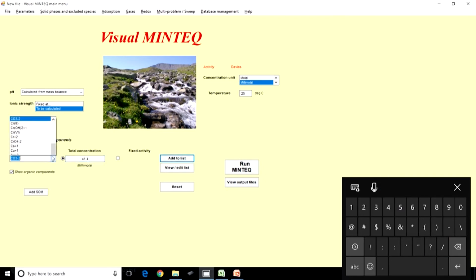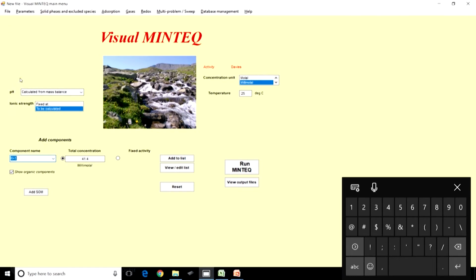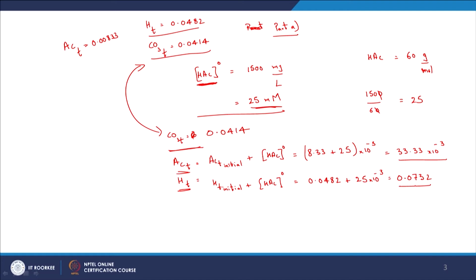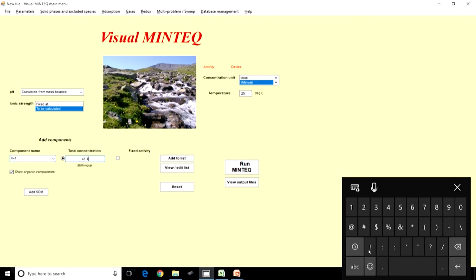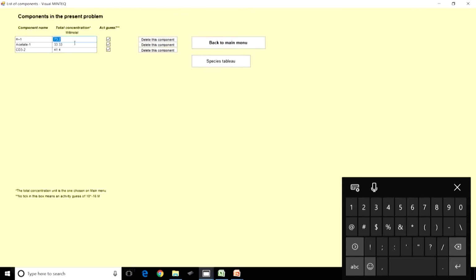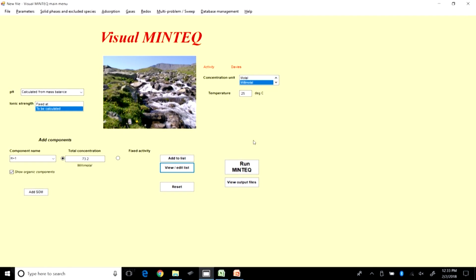Right, and now I need to plug in H total, I believe, and where is that? H total was equal to 73.2 times 10 to the power minus 3 millimolal, right. I am going to add that to the list, just check to make sure it looks right, let us run it and see if we have made any errors, I guess.